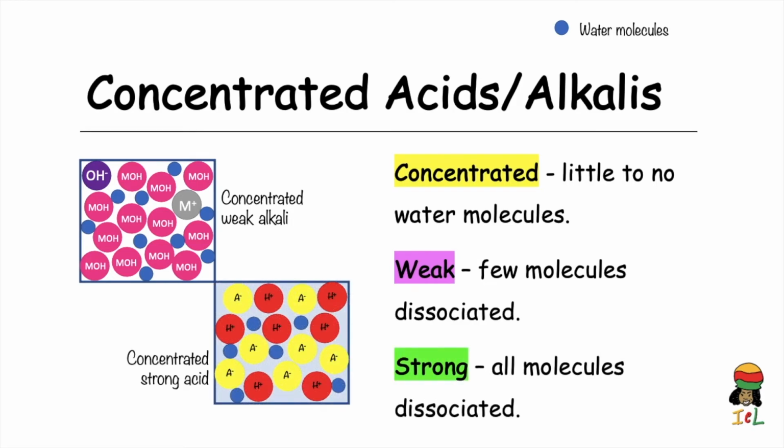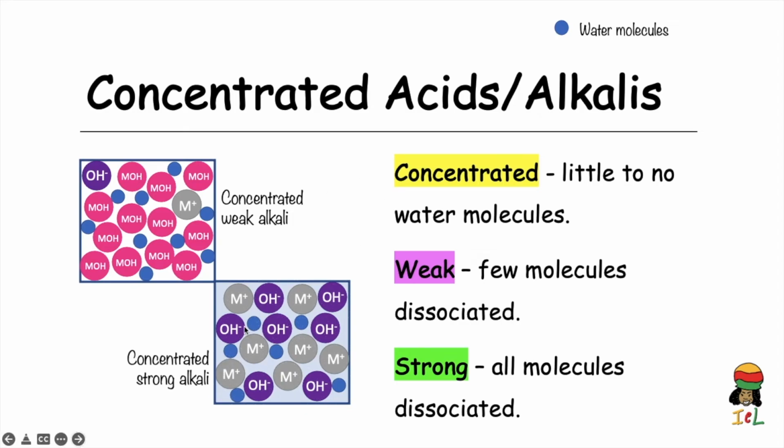Scenario 2 is a concentrated strong acid. As we learned, the solution is concentrated because there are fewer water molecules compared to solute molecules or ions in the solution. However, the solution is strong because all the acid molecules have dissociated into ions. There are only hydrogen ions present and the associated anions. Notice there are no acid molecules present. In the case of a concentrated strong alkali, there would be hydroxide ions, OH-, and the corresponding cations, M+, dissolved in a small volume of water.